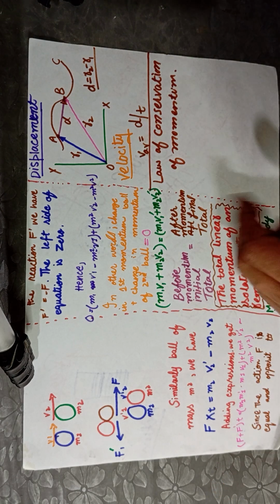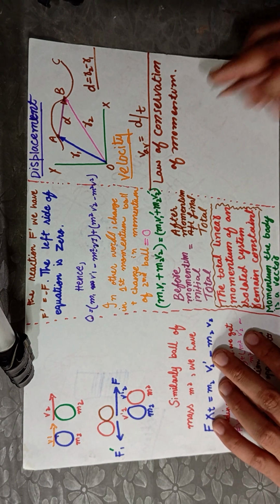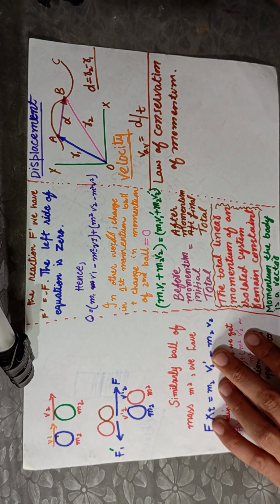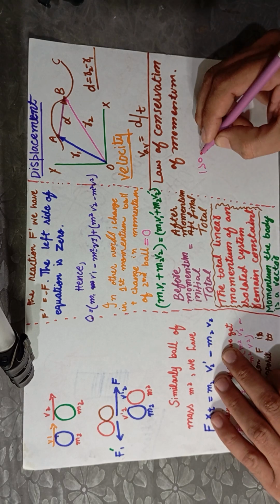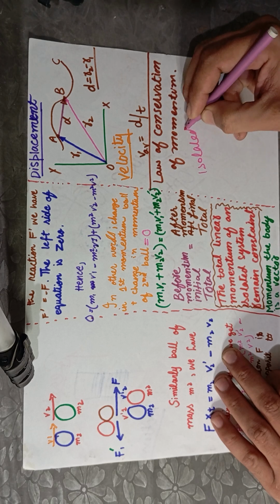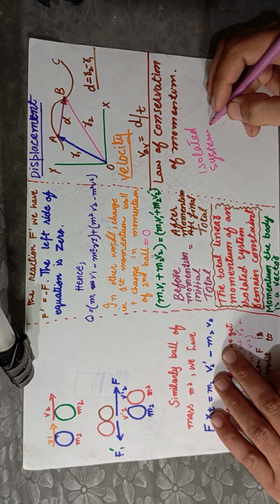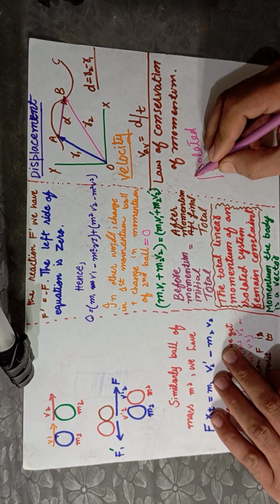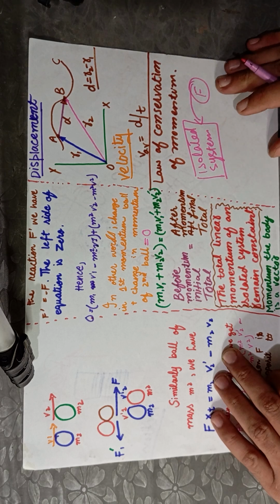Let us consider an isolated system. It is a system on which no external agency exerts any force. कोई फोर्स इसके ऊपर अमल नहीं कर रही.